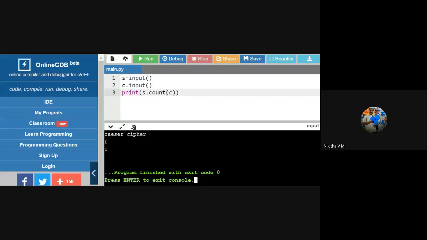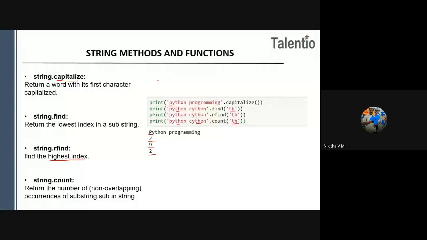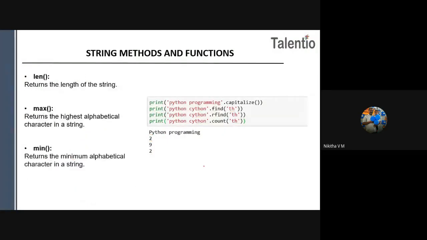Alright. So can we go for the next set of functions and methods? Alright. Let me share the screen. So all these are done. Going to the next.